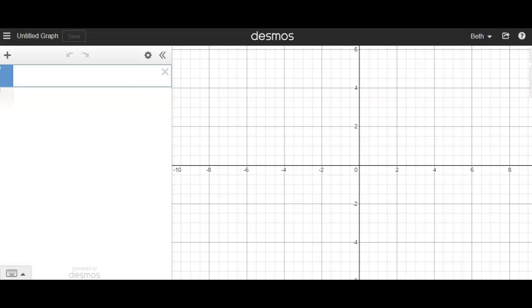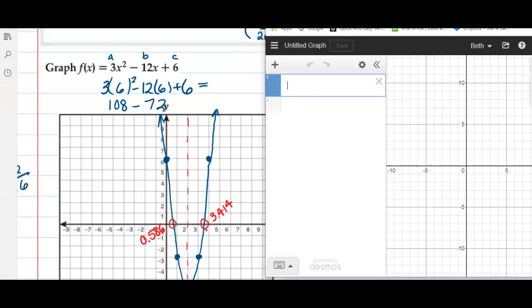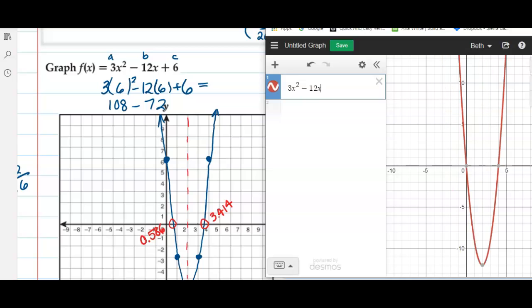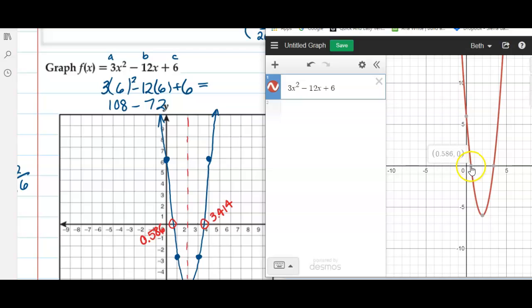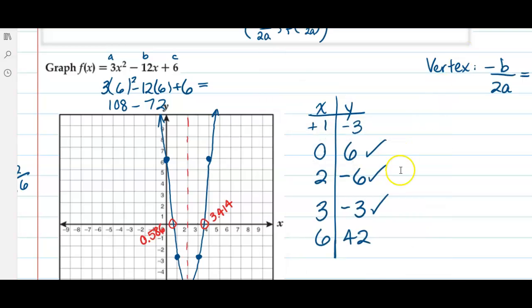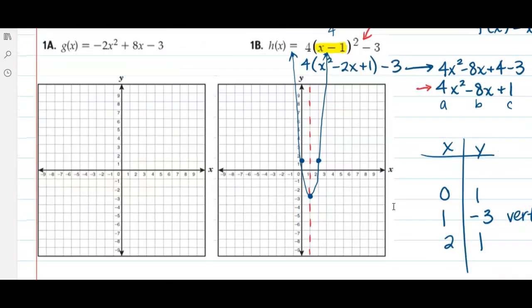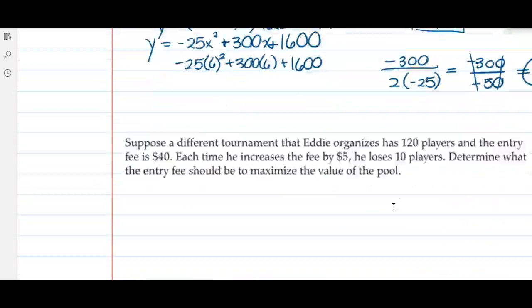What does this look like on Desmos? On Desmos, I'm just going to type 3x squared minus 12x plus 6, happens a little faster. I also simply need to hover over these points, and it tells me right away what the values are. So using Desmos can be faster, but using the TI is useful to know because that's all you will have access to for an ACT or an SAT.